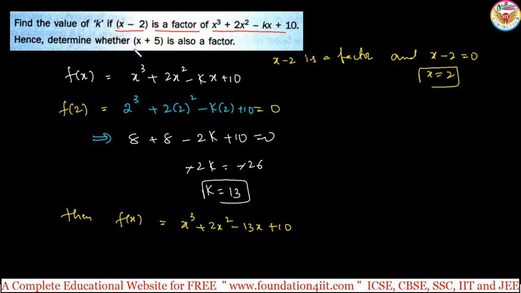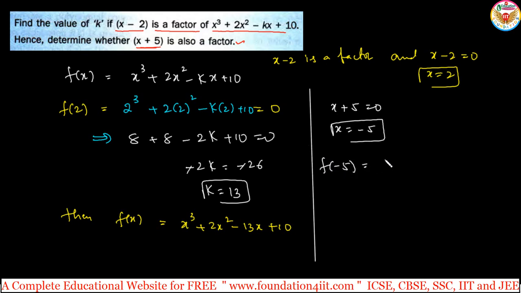Now the question is: determine whether x plus 5 is also a factor. So x plus 5 is mentioned. Since x plus 5 is equal to 0, then x is equal to minus 5. In the place of x, minus 5 is to be substituted. So f of minus 5: minus 5 whole cube plus 2 into minus 5 whole square minus 13 into minus 5 plus 10.